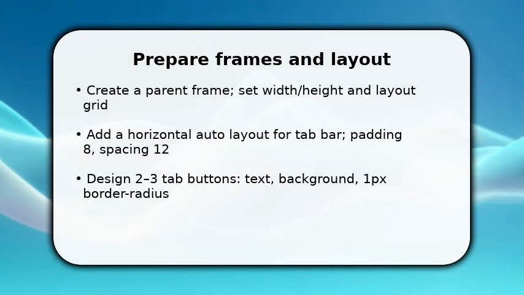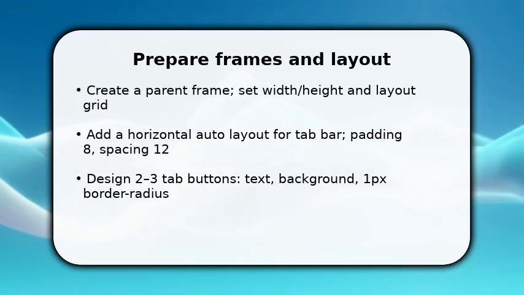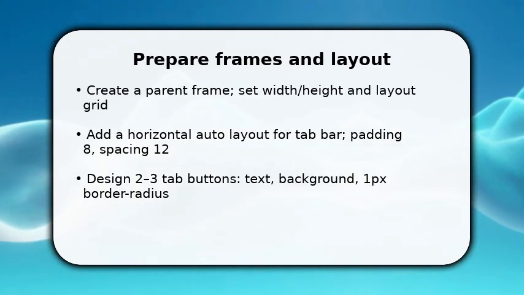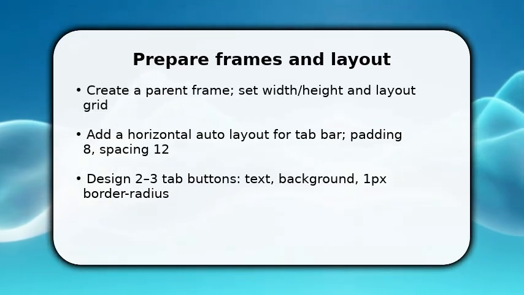Add text layers, background fills, and a 1px border radius so they visually read as buttons. Once done, convert one button into the active state by changing color and weight. This will be your reference for variants.